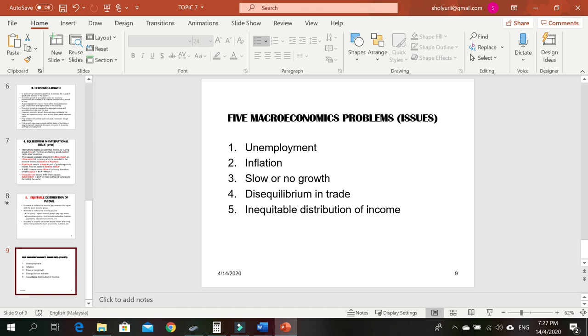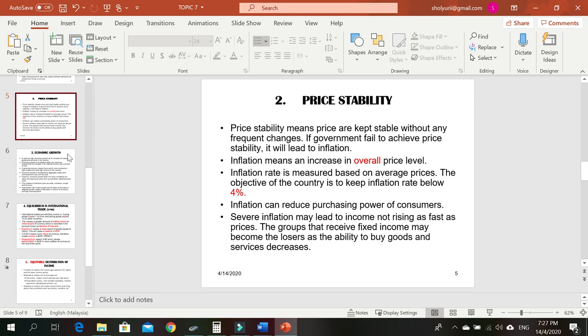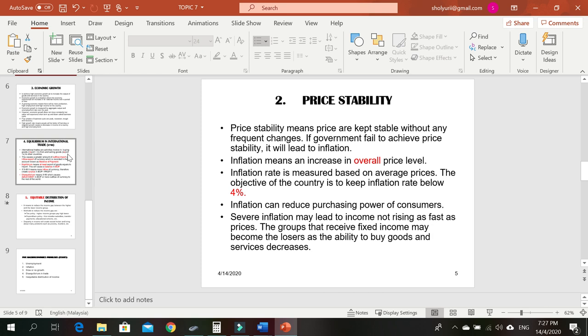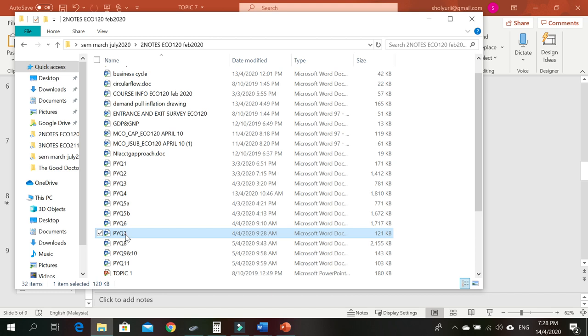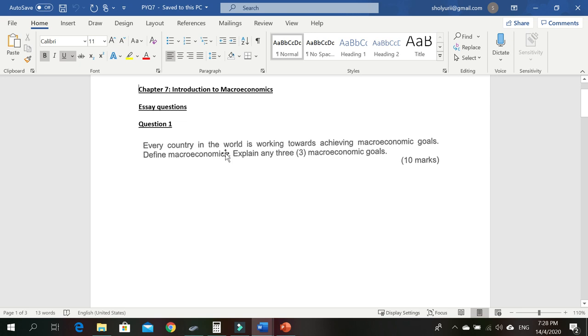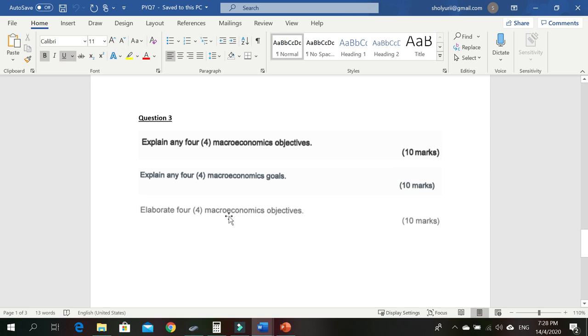Okay, so this chapter is very simple. Just reading sahaja, tak ada masalah pun. Make sure you faham and know how to explain in your own words. Okay, and then kita akan buat past years dia, chapter 7. Kalau you nampak kat sini, very simple. Dia cuma tanya, every country in the world. Ini adalah soalan dia. Sebab ni tak ada calculation, so soalan dia akan masuk bahagian essay sahaja. So ini adalah soalan past years dia.